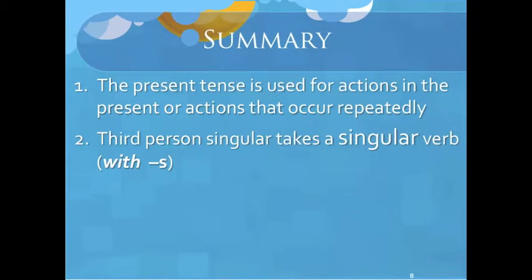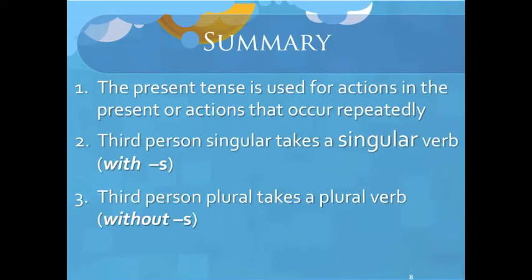And third person singular is he, she, or it. And third person singular takes a singular verb with an S. Good. Okay. The third person plural takes a plural verb without the S. Remember, the third person plural is they. But this rule also applies to I, you, and we. Good point, Betsy. So now I think you're ready to practice on your own.